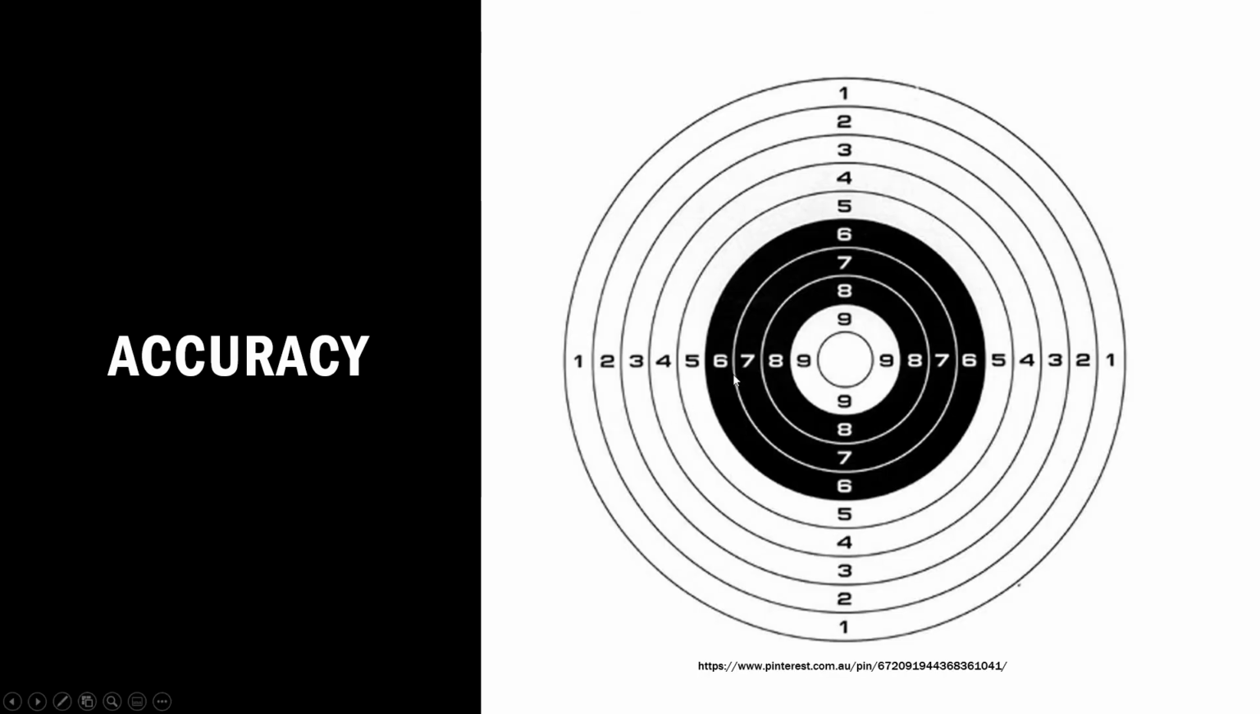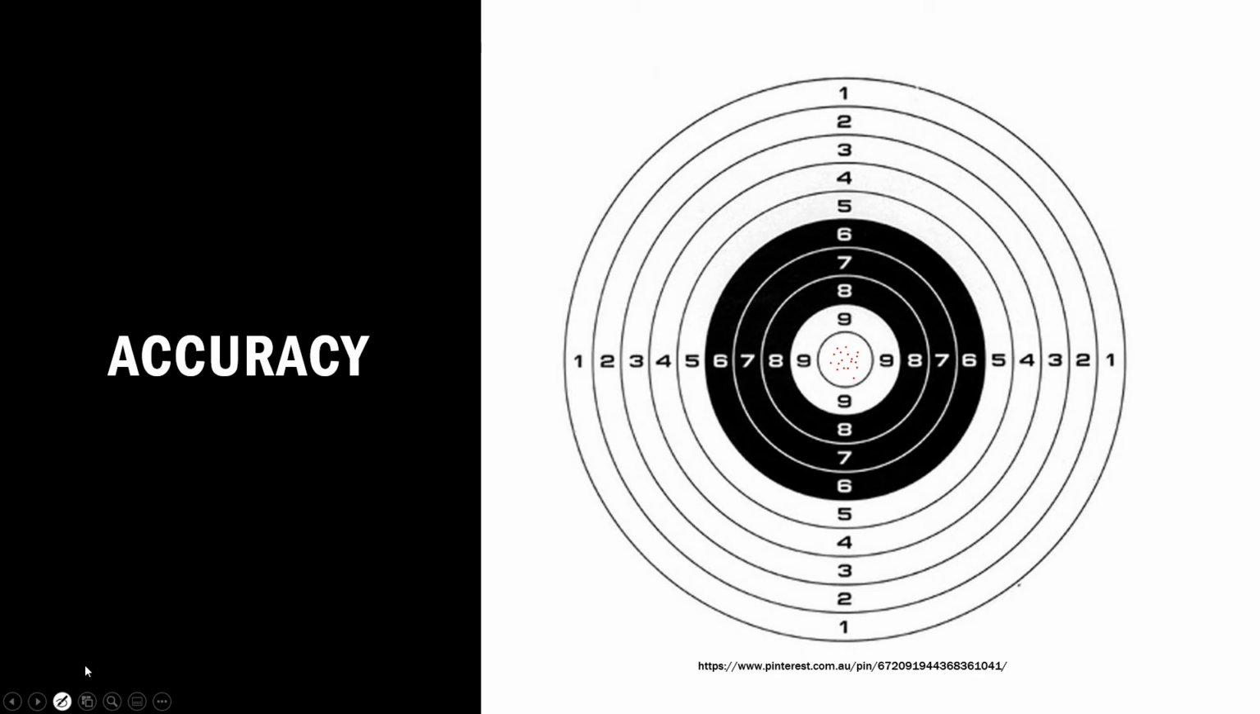So if we were to show accuracy on a board like we did before, something that is accurate would be around the center point of our board. So if we were trying to be accurate and correct, we're aiming for the center. We're pretty much hitting that target every single time.